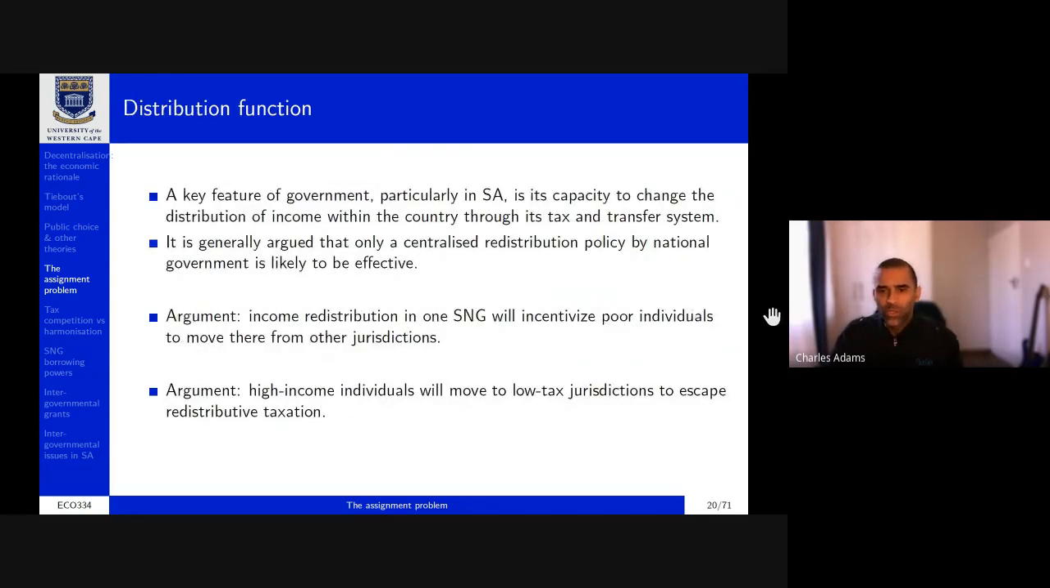Then there's the distribution function, and here is where there's a strong case for national government, right? So a key feature of government is its capacity to change the distribution of income within a country through its tax and transfer system, and this is best administered at national level. Because of efficiency and just the administrative capacity to undertake redistribution activities, tax and transfer.